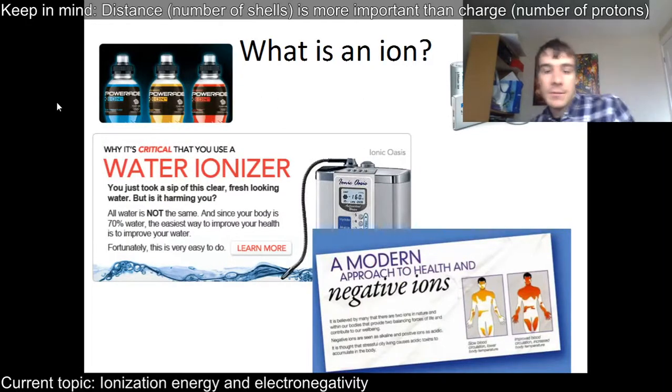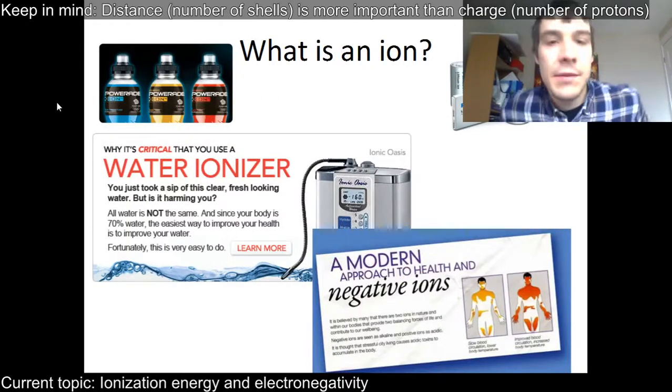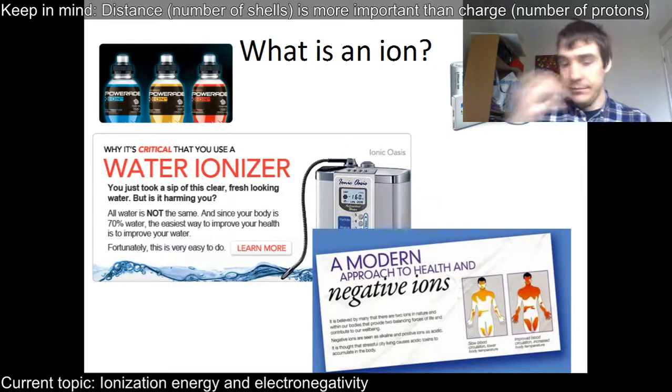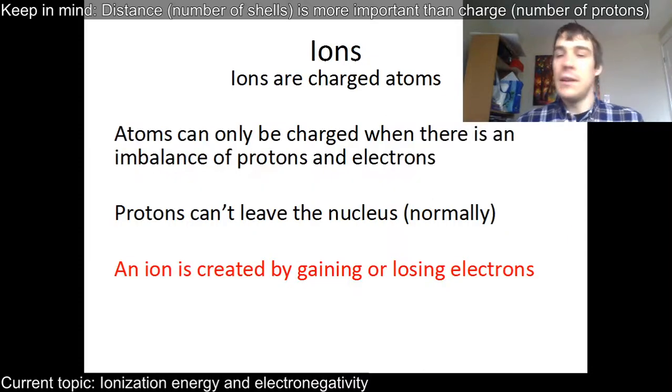Okay, so now we're going to talk about the trends that the curriculum wants us to know. Now that we know the concept of effective nuclear charge, we have this rule up here that says that distance, which is the number of shells, is more important than charge, which is the number of protons. If you have to make that call. First off, what's an ion? Because our first topic is ionization energy. An ion is a charged atom. So it's an atom that has gained or lost electrons.